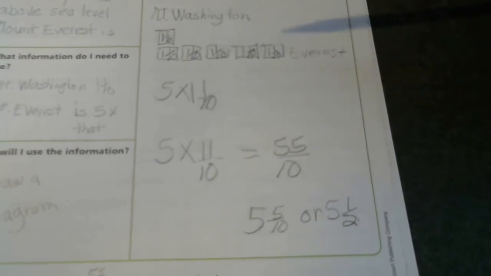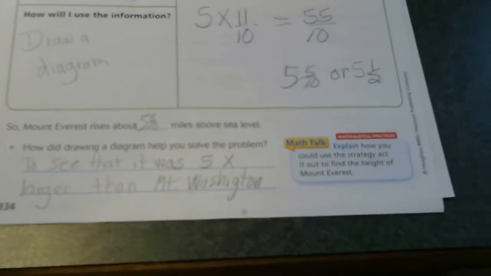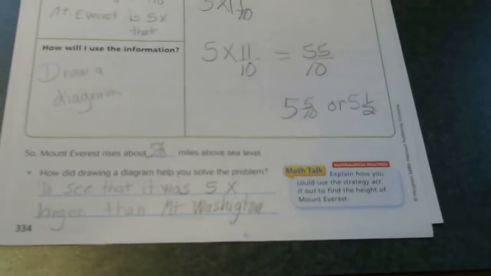Now, the next question is, how did drawing a diagram help you solve the problem? Well, when we drew a diagram, it helps me see that Mount Everest is 5 times higher above sea level than Mount Washington. So it helps us to see that it's 5 times more.